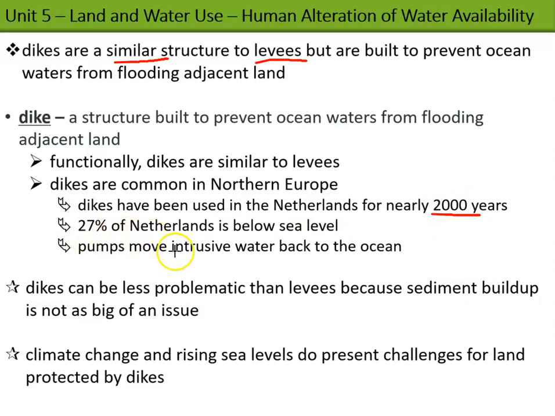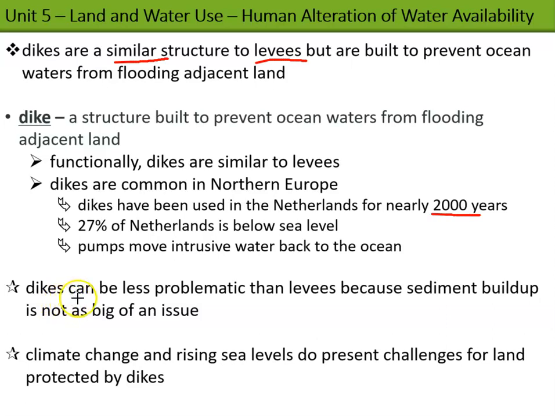About 27% of the Netherlands, the entire country, is below sea level. So they use a system of dikes and pumps to move any ocean water that intrudes past the dikes and pump it back into the ocean. And the Netherlands, Holland, is famous for their windmills. One of the primary functions of the windmills historically has been to run these pumps that pump the water back into the ocean from the land that it has intruded into.